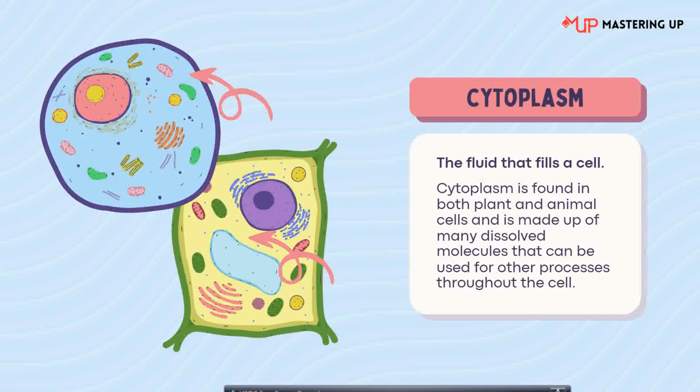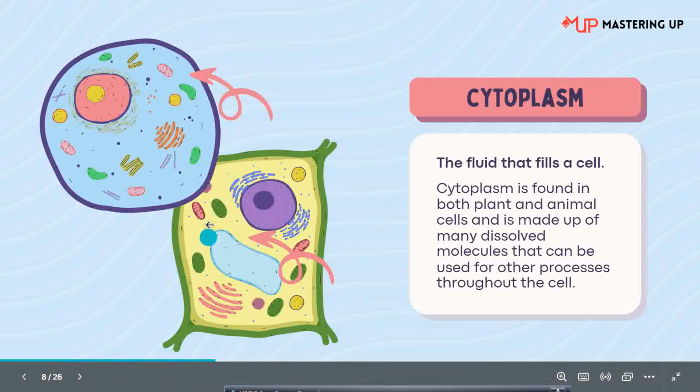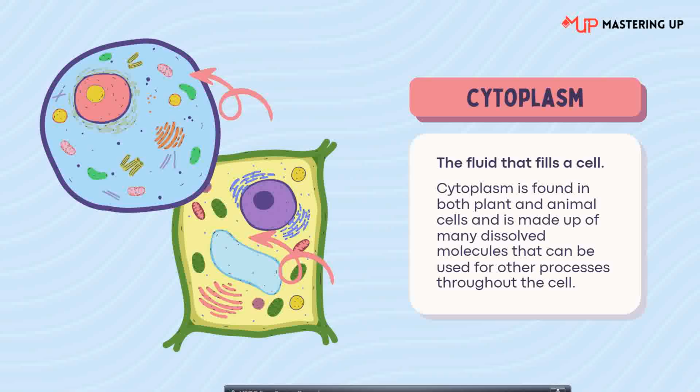Now cytoplasm. Cytoplasm is the fluid that fills inside a cell. It is present in both plant and animal cells. In the animal cell, this blue colored cytoplasm is present, and in the plant cell, this yellow colored fluid, cytoplasm, is present. So the fluid that fills a cell is called cytoplasm. Cytoplasm is found in both plant and animal cells, and it is made up of many dissolved molecules that can be used for processes throughout the cell.